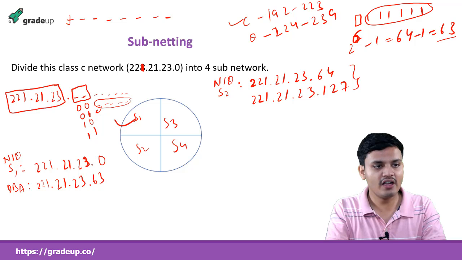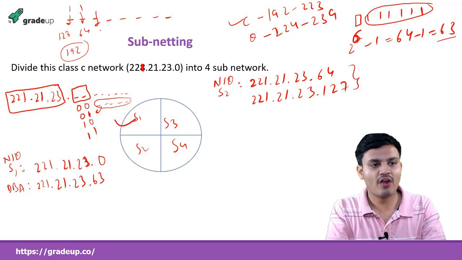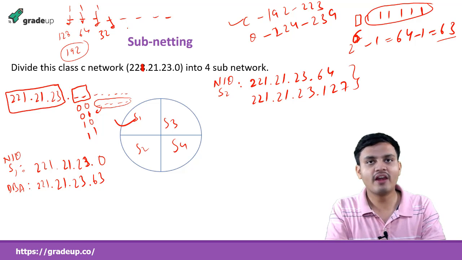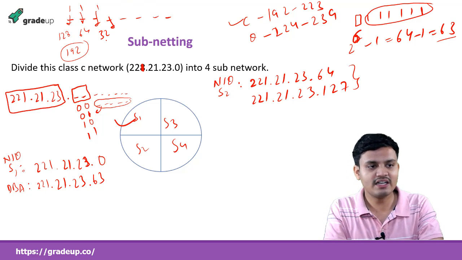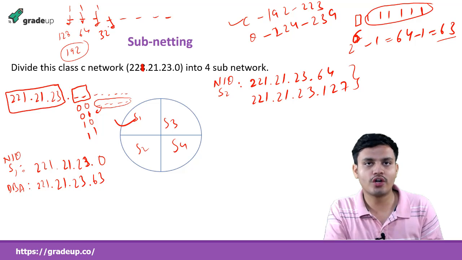If I write 1 here, that means it is 128. If I write 1 here, then it is 64. If you add both of them, it will become 192. If I write 1 here, it means 32. This is binary. It is the way you convert a binary number into decimal. I am expecting that you already know this.